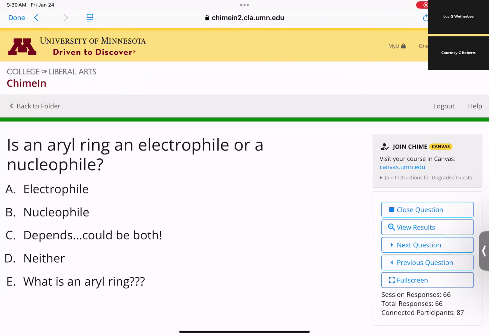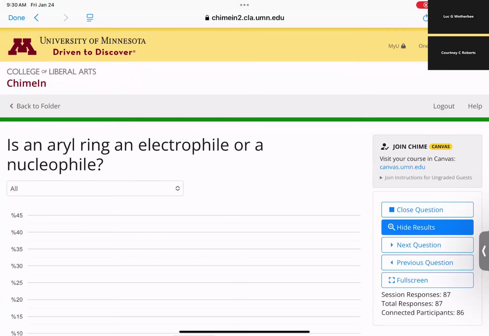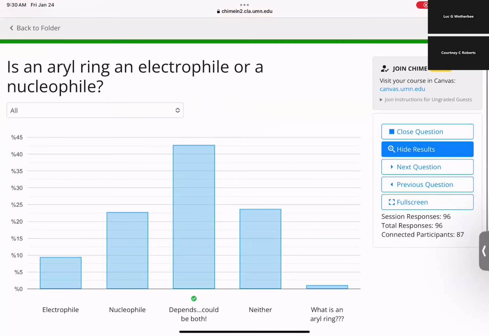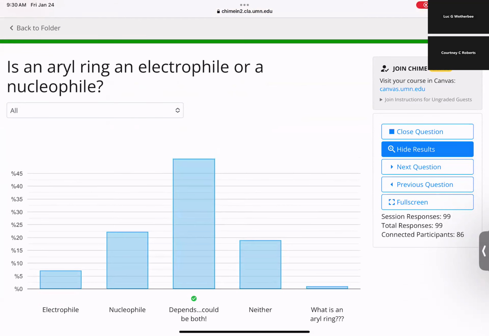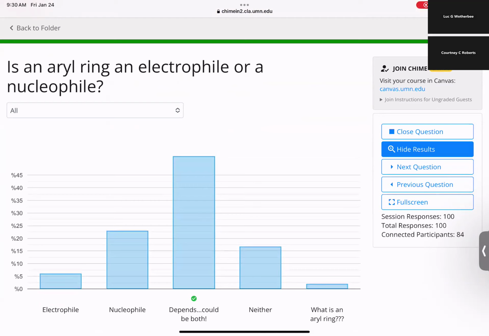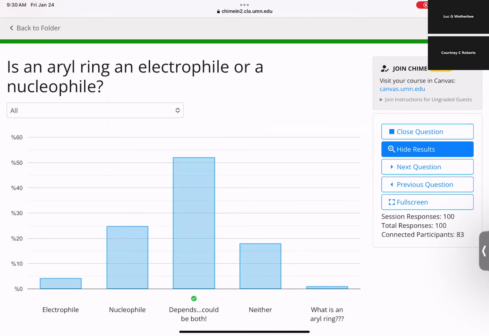All right, let's see what people think here. Okay. All right, so we have a lot of could-be-both camps. We have team electrophile, team nucleophile, team neither. Maybe those folks are thinking about the fact that aromatic compounds are quite stable, so they're not often reactive.